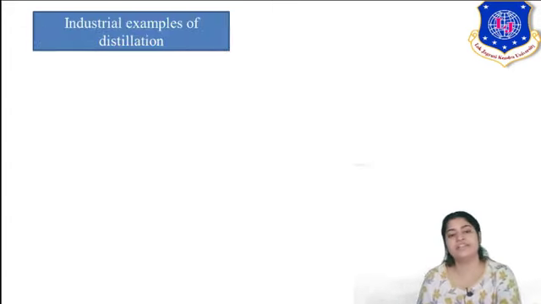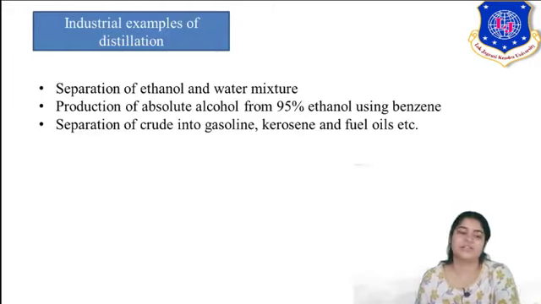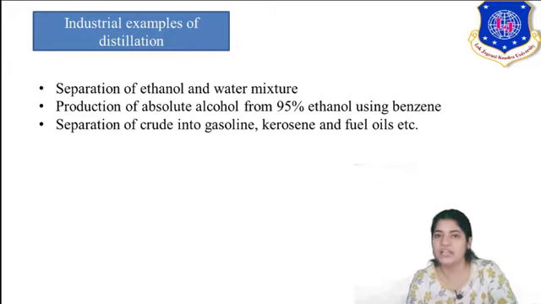Now, what are the industrial examples of distillation? Separation of ethanol and water mixture, and production of absolute alcohol from 95% ethanol using benzene. Here you might be thinking that we are adding another component, benzene, whereas we discussed that no external agent is used. But this is an example of extractive distillation, which would be covered in later lectures. Now the simplest example is separation of crude into gasoline, kerosene and fuel oils. Distillation is the prime separation method used in the petroleum refining industry.